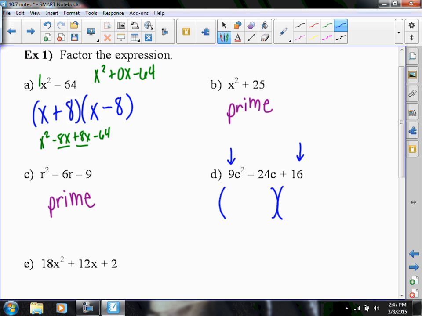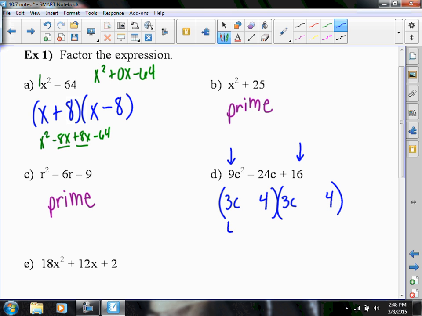So the factors of 9 are going to be 3 and 3, and the factors of 16 are going to be 4 and 4. Now there are other factors of 9, there's 1 and 9, and there's other factors of 16, like 1 and 16 and 2 and 8. But when both of them are perfect squares, most of the time you're going to use those perfect squares as your factors.